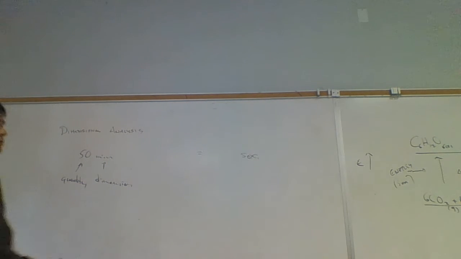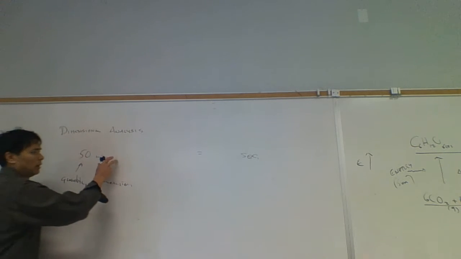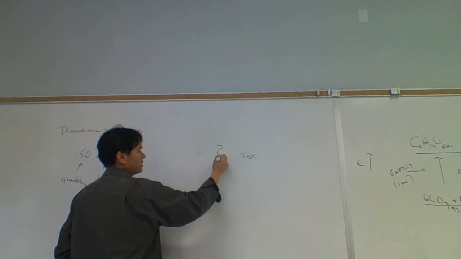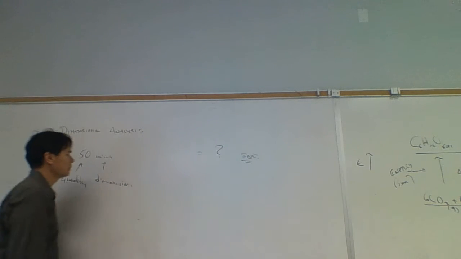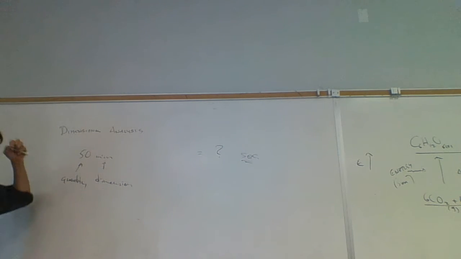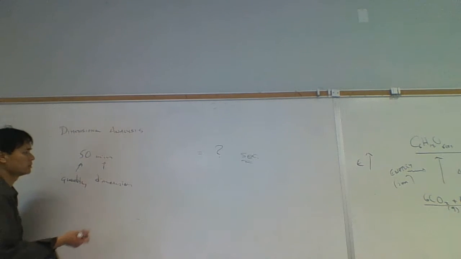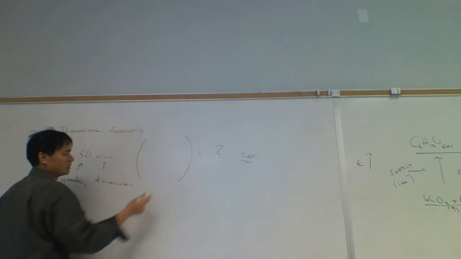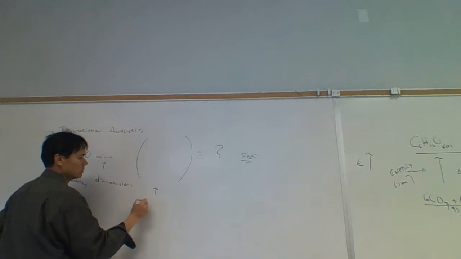All right, so what we want to do is relate this quantity in this dimension to seconds, this other dimension. So how many seconds are there in 50 minutes? This is probably a calculation you can just figure out in your head, but the way we do this using dimensional analysis is we multiply this by a conversion factor, one or more conversion factors.